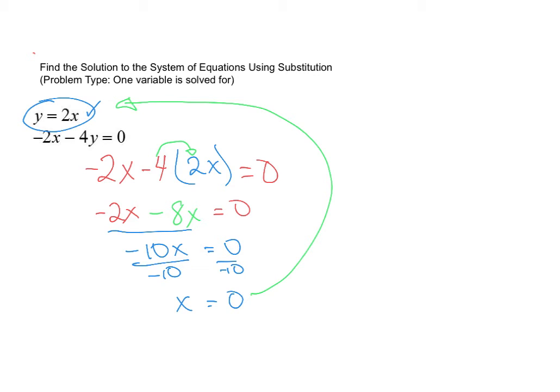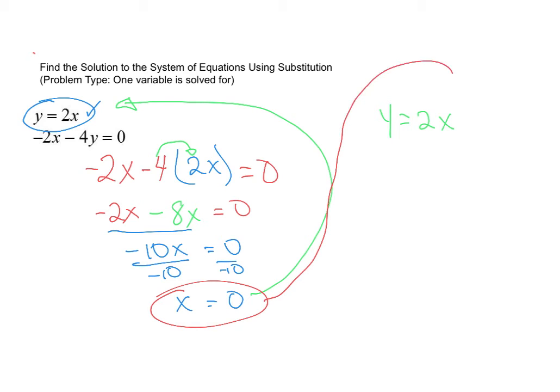In our original, we said that y was equal to 2x. So once you know the value of x, you can replace x with a number, which we do know. I would replace the letter x with the value, 2 times 0 is 0. And then I'm going to write my answer as an ordered pair.